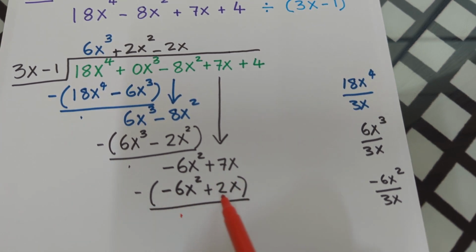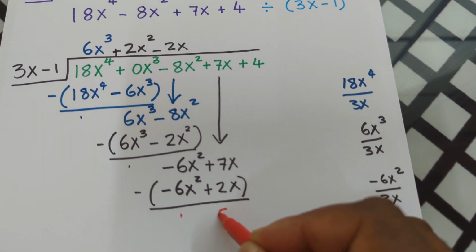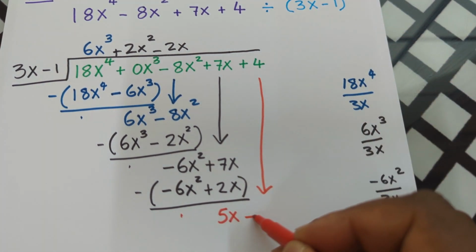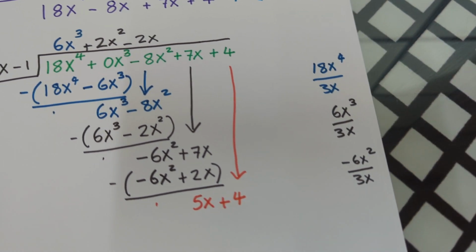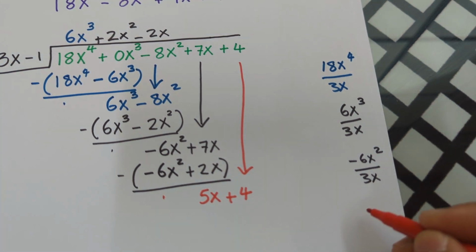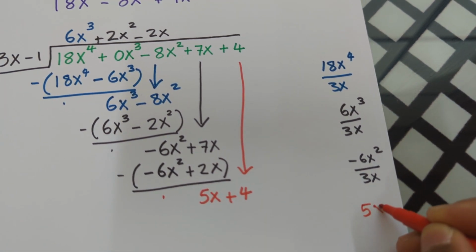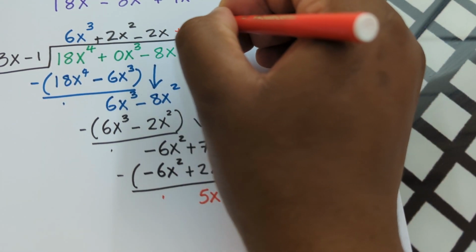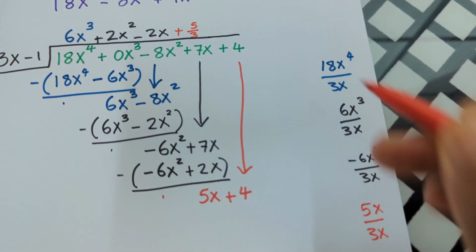7x minus plus 2x is just the same as saying 7x minus 2x, which is 5x. And we bring down our next term, which is positive 4. Now, we repeat the same process. 5x divided by 3x. The x's will cancel and we are going to remain with 5 over 3. So let's write it as a fraction, 5 over 3.